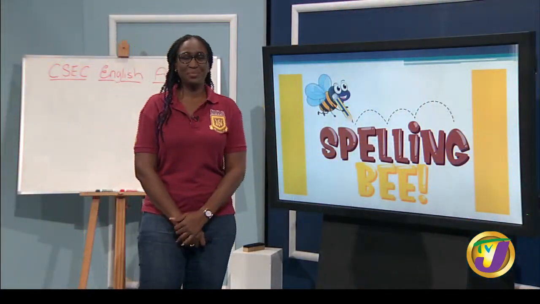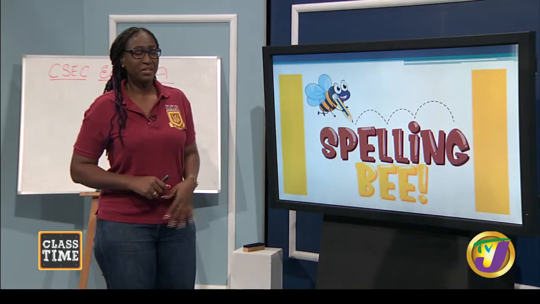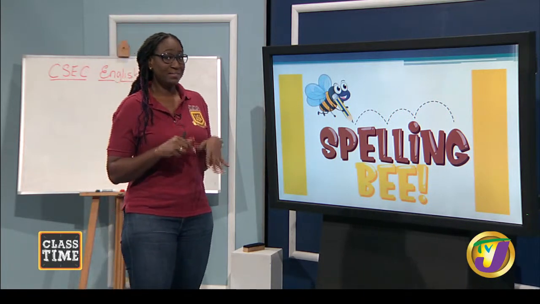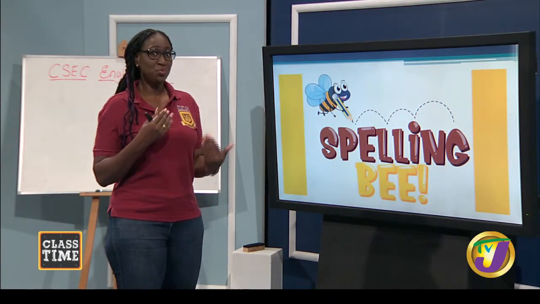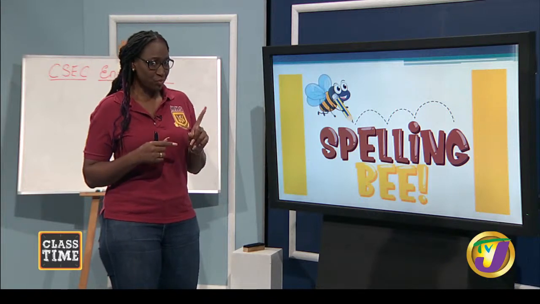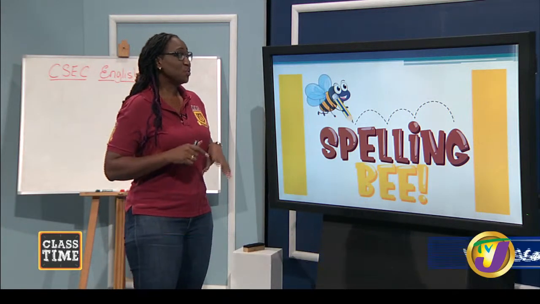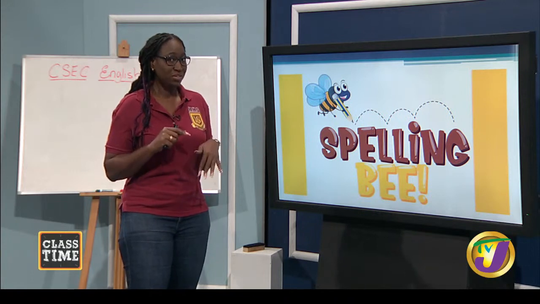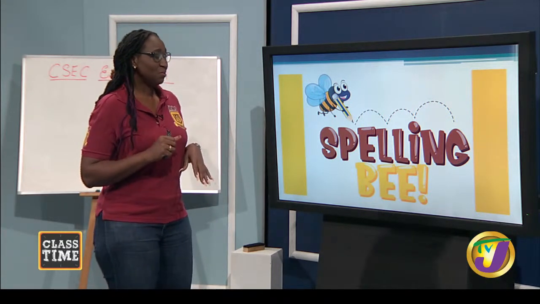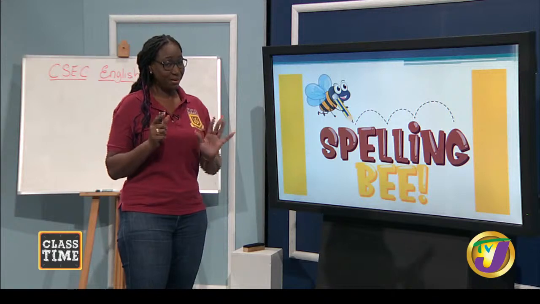Welcome back to class time. So let's pick up where we left off. We just completed looking at error recognition in the form of usage. Well, one type of usage. We have another type coming up. So now we're going to look at error recognition in the form of spelling. So all our champion spellers, get ready.